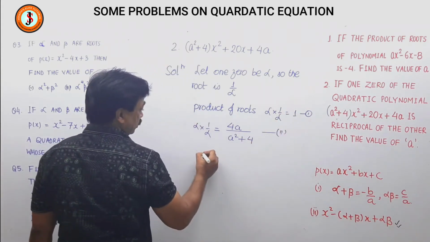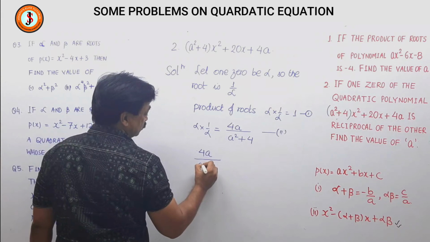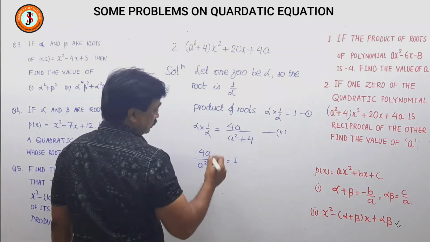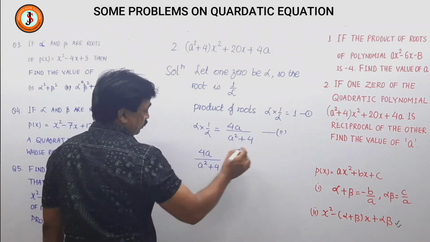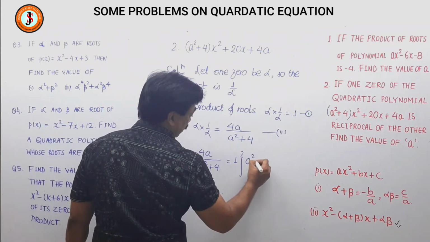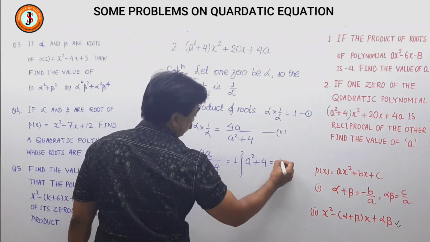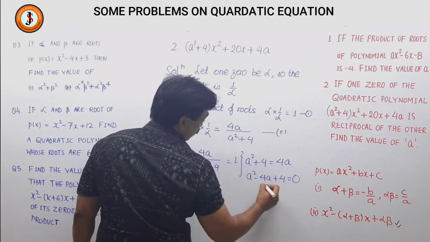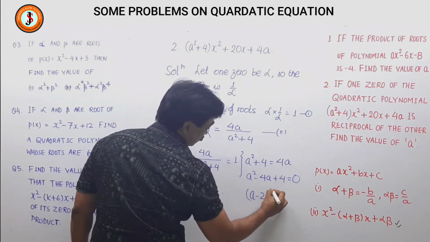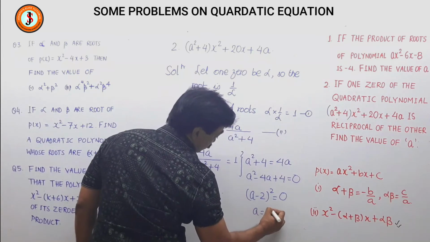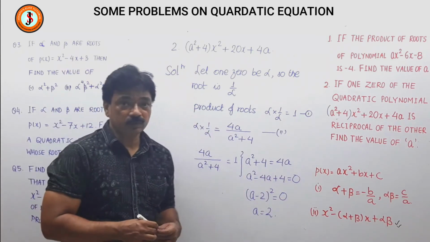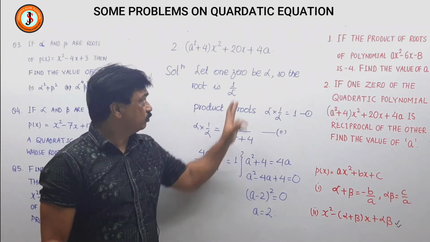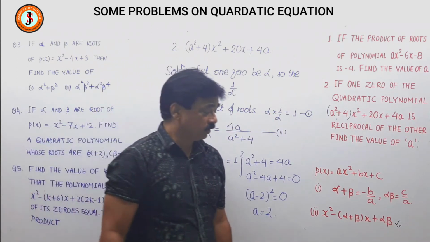So, the product of the roots, 4a divided by a square plus 4, is equal to 1. This goes to that side, a square plus 4, and then it becomes a square plus 4 is equal to 4a, a square minus 4a plus 4 is equal to 0. Factorizing this, we get (a minus 2) the whole square as 0. So, a is equal to 2. Easily done, it is very simple. Product of the roots by the formula, product of the roots by c by a, equate them and execute. Now, we go to the next one.